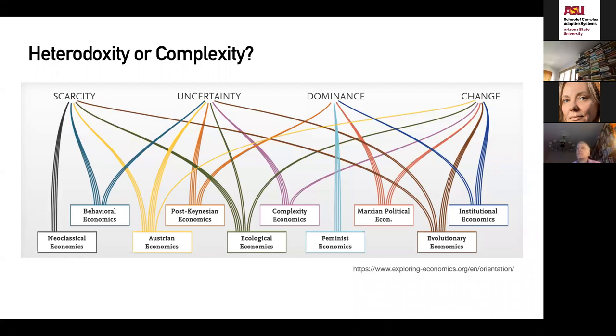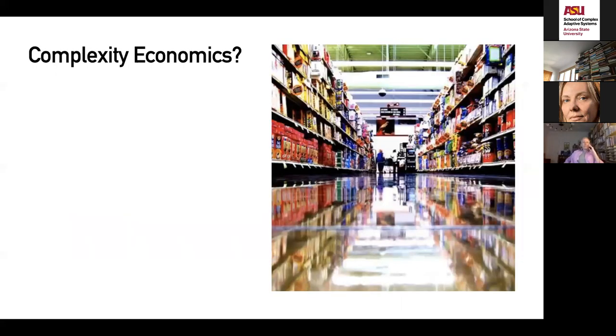And you'll notice that they have a box for complexity economics, which means that one view is that complexity economics is just another version of a heterodox economic discipline that is focusing on uncertainty and change. It's not quite how I see it, and I think many other people would object to that framing as well. But it is one of the ways that complexity economics is placed on the landscape. All right, so what is it?